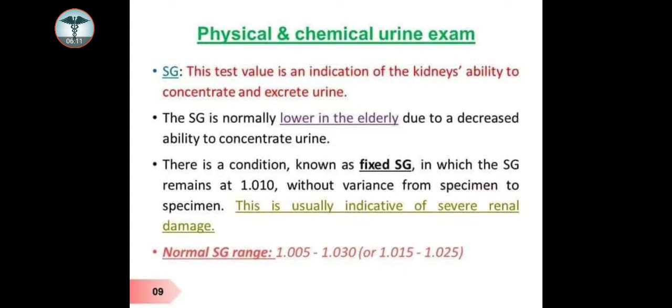There is a condition known as fixed specific gravity, in which the specific gravity remains at 1.010 without variation from specimen to specimen. This is usually indicative of severe renal damage. The normal range of the specific gravity is from 1.005 to 1.030, but usually 1.015 to 1.025 is considered the normal range.